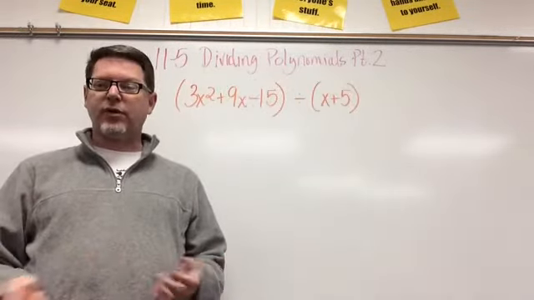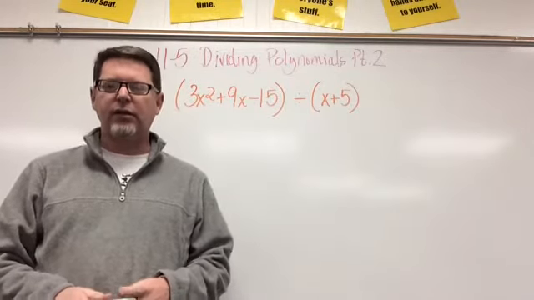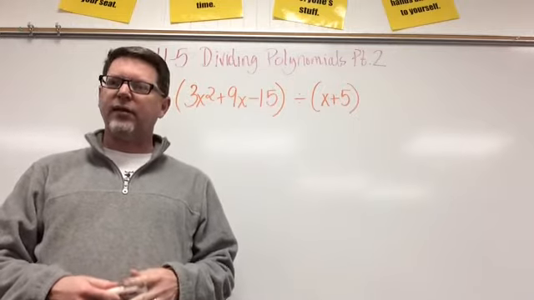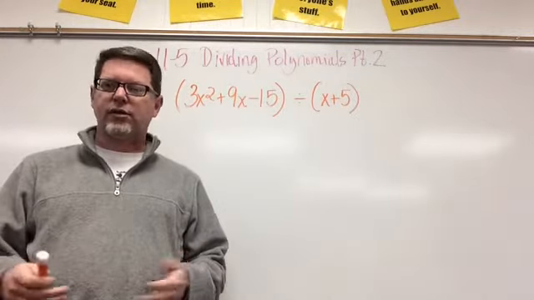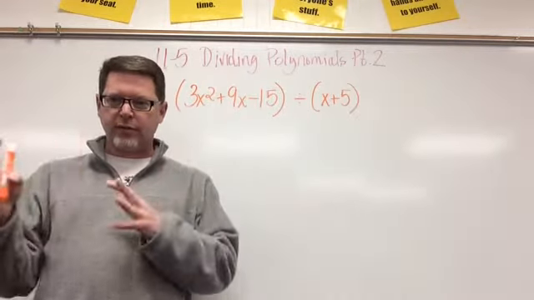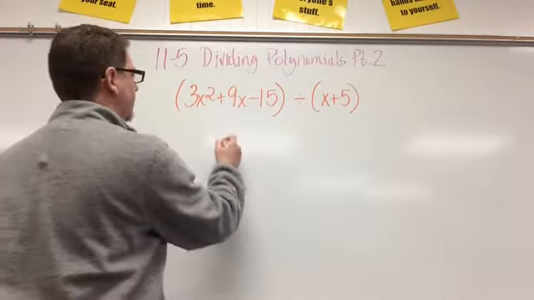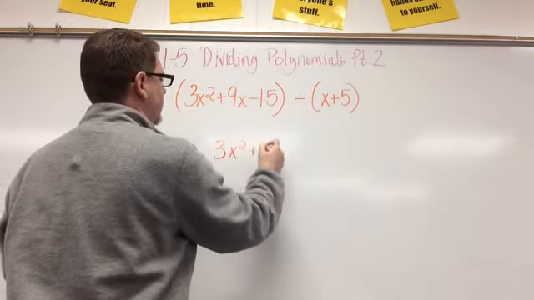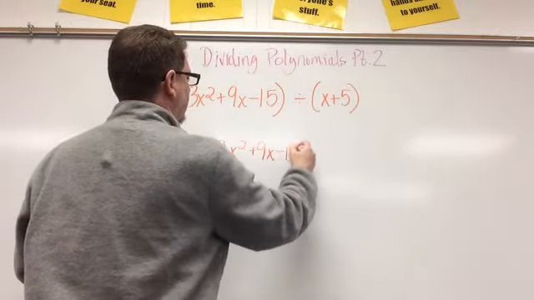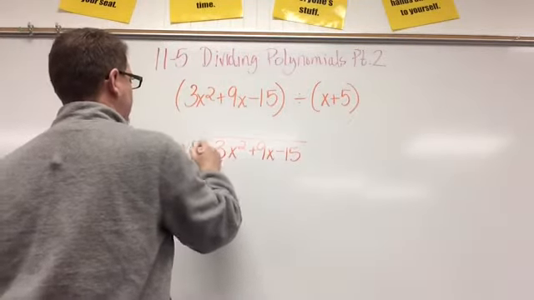Here's the next problem we're going to look at. 3x squared plus 9x minus 15 divided by the quantity x plus 5. Now again, I'll just tell you to trust me. I cannot factor 3x squared plus 9x minus 15 into two binomials, so I'm going to have to use long division. So I write 3x squared plus 9x minus 15 underneath, and x plus 5 on the outside.